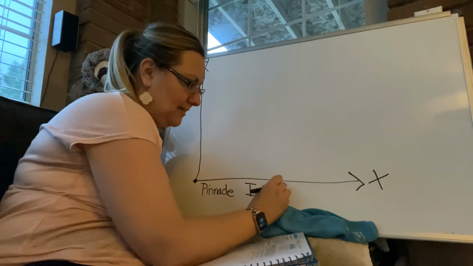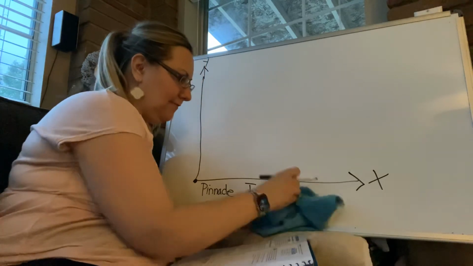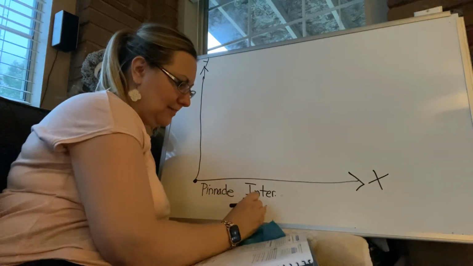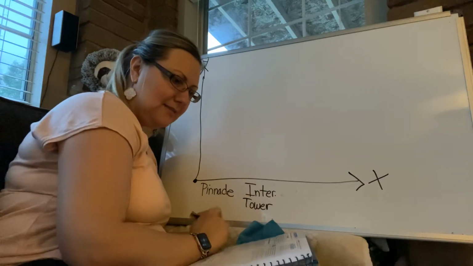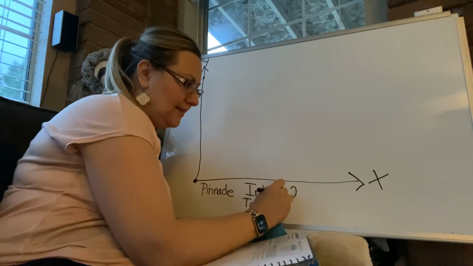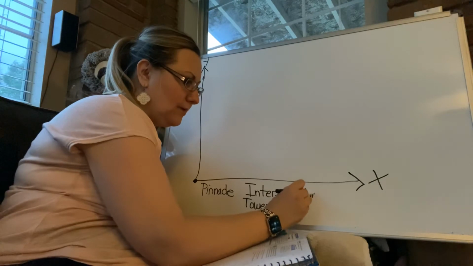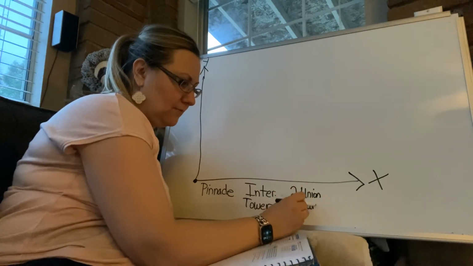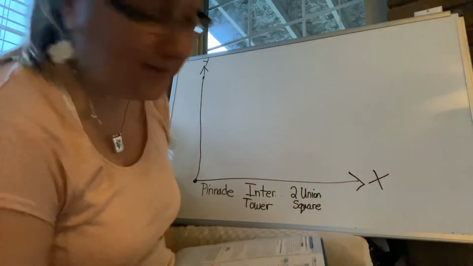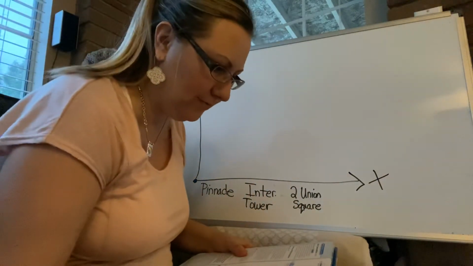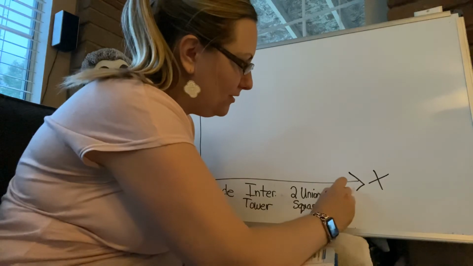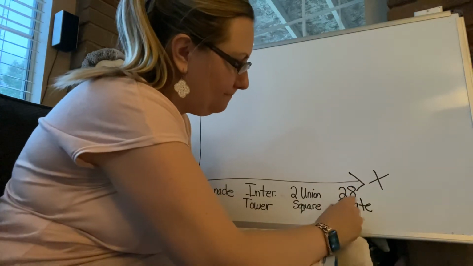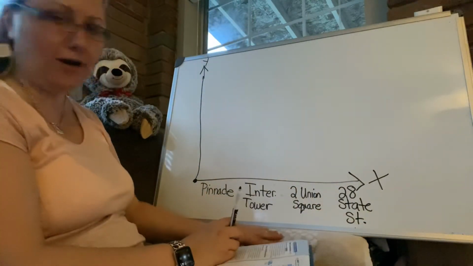I'm just going to say Interstate Tower. In fact, I'm going to run out of room if I'm not careful. Interstate Tower. Then I'm going to say 2 Union Square. If I was doing this for my business, I would definitely write out all of those words. And then I'm going to write 28 State Street.